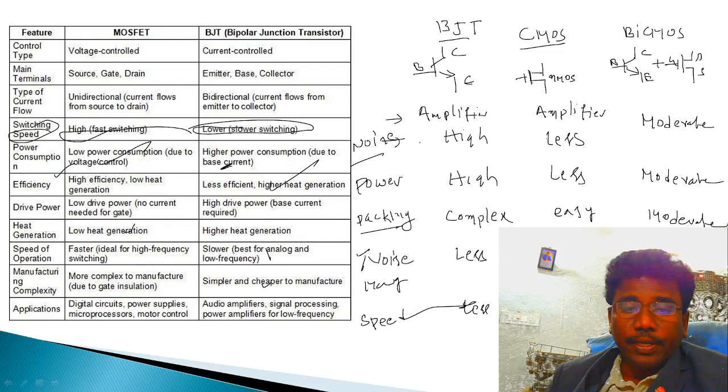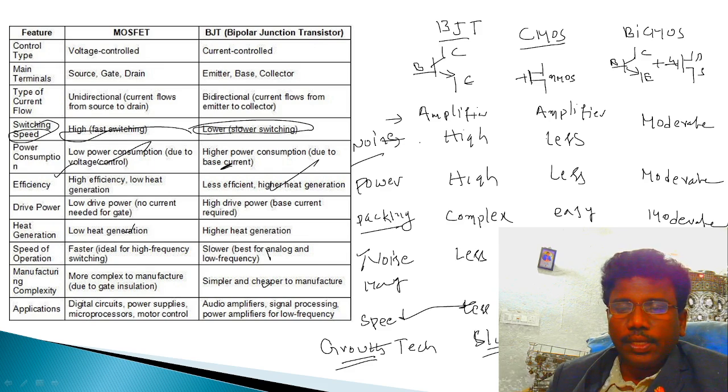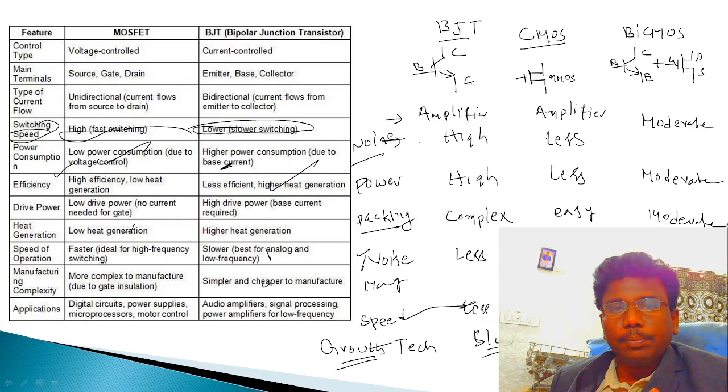One more parameter is growth of technology. This is the main parameter. The growth here is very slow. Here the growth is very high; the technology can easily grow. Here it is moderate. So these are the main differences between bipolar, CMOS as well as BiCMOS technologies.